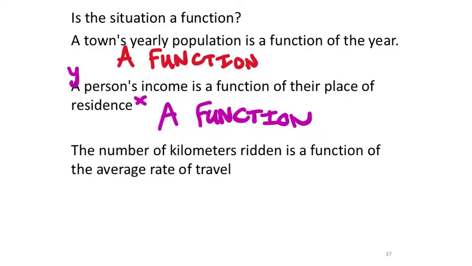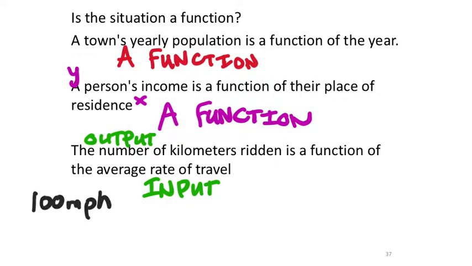The number of kilometers ridden is a function of the average rate of travel. And again, this is saying that your output is the distance and the input is the average rate of travel. So is it possible to have an average rate of travel? Let's just make up one. Like, I'm going to go 100 miles per hour because it feels good. I shouldn't admit that on video, but input. If I go 100 miles per hour, maybe I should say kilometers, but miles per hour, is it possible to travel different kilometers, different distances? No.